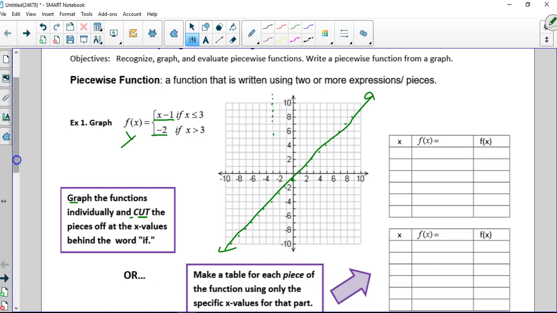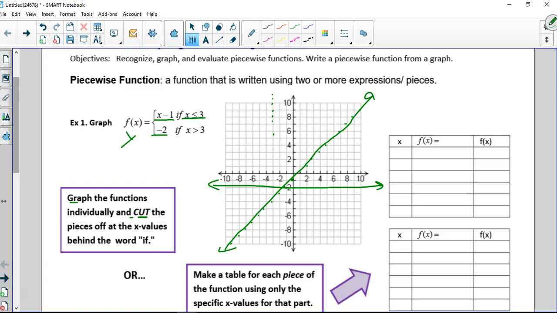I also have the line y equals -2. Remember, y equals a number is a horizontal line. Y is always -2. And so I do that. But piecewise is different. I need to cut off anything that doesn't fit this stipulation.